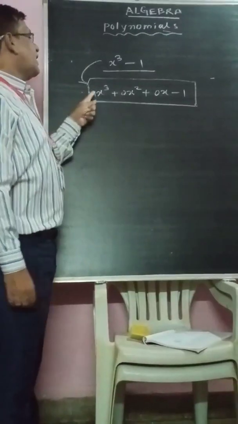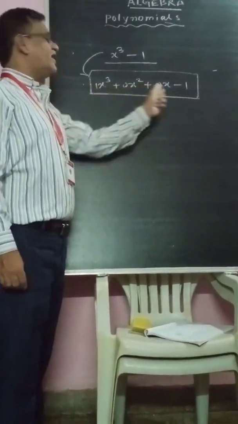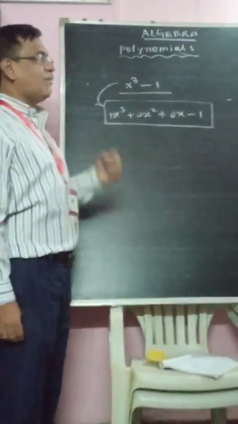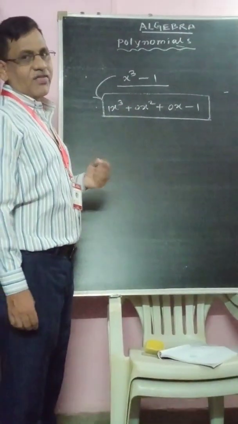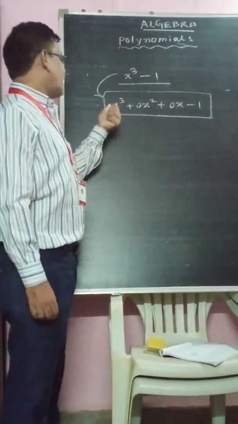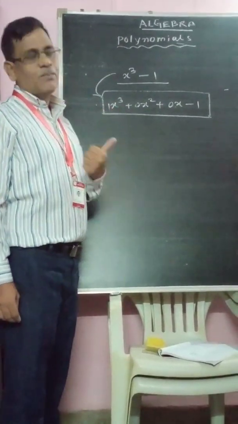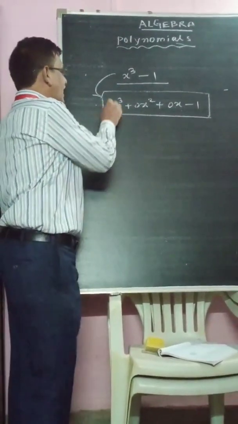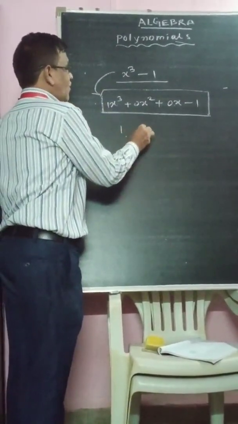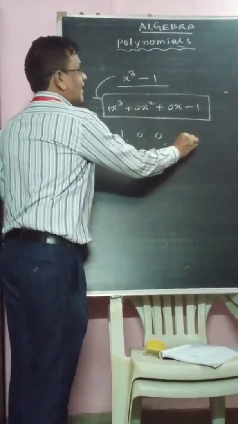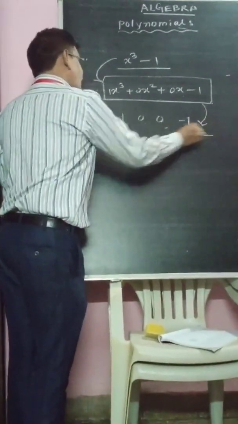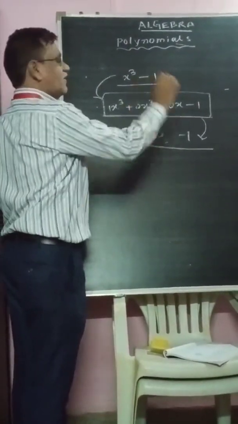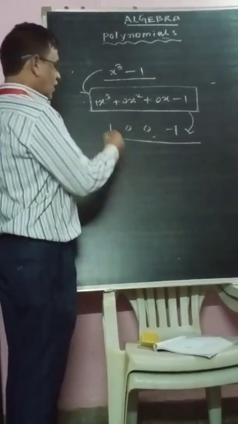When you write this in index form, this is called the index form of the polynomial. Means we can write the polynomial in the form of a variable having different powers, then it is called index form. But if you want to write this given polynomial in coefficient form, you can write 1, 0, 0, minus 1. This is called the coefficient form of this polynomial. This is the index form, this is the coefficient form. Okay, now one more.